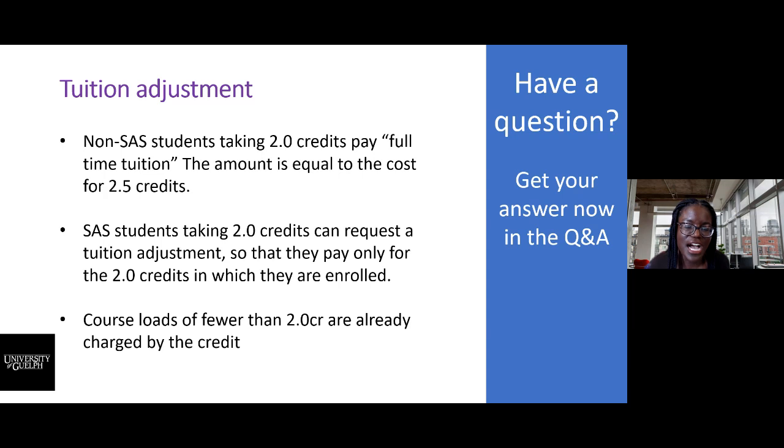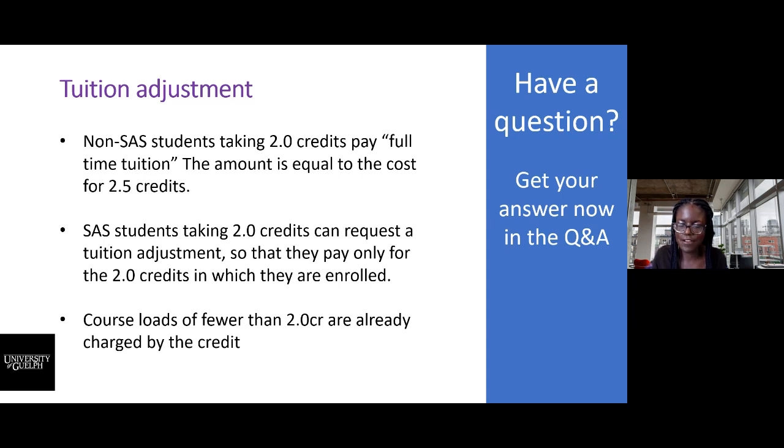But anyway, if you are taking a course load of fewer than 2.0 credits, which is usually 4 courses if we're on the everything is worth half thing, you're just charged for the amount of credits that you're taking. If you're taking 0.5 credit, 1 course, that's what the university is going to charge you for. If you're taking 1.0 credits, either 1 double weighted course or 2 half-credit courses, they're going to charge you for just the 1.0 credit that you're in.